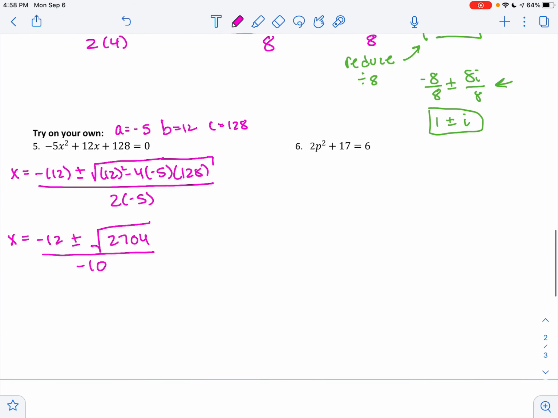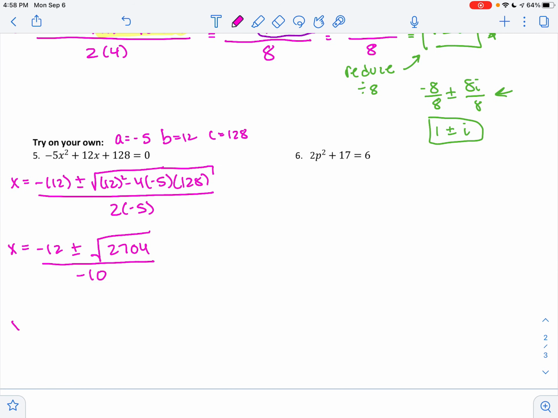So the next thing I'm going to do is calculate that square root. I'm going to check first to see if it is a perfect square. And if it isn't, then I will go ahead and do birthday cake for 2,704. 2,704 is a perfect square. When you do that in your calculator, you get 52. My discriminant was a number greater than 0, so I know I am going to get 2 real solutions when I continue to solve this.